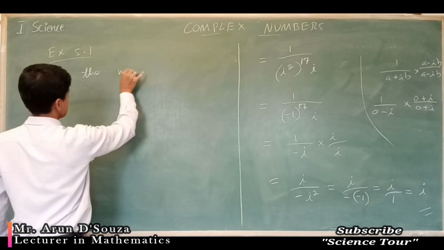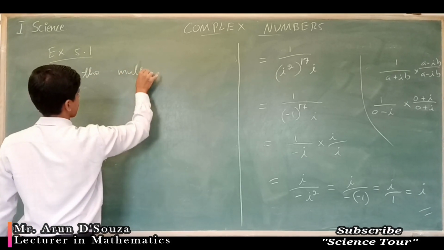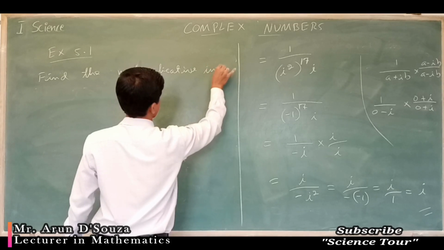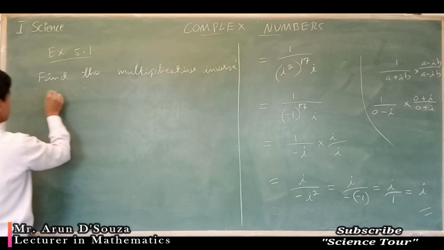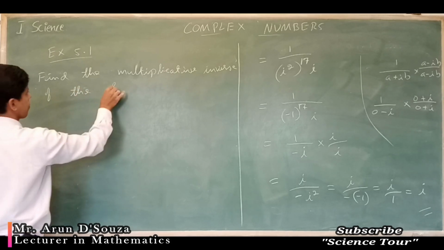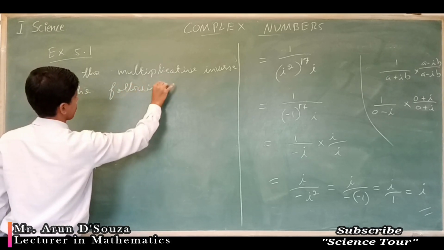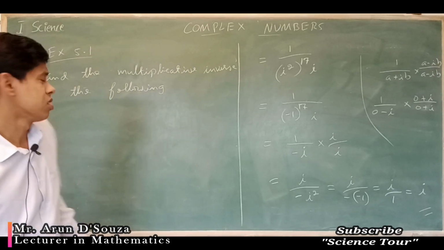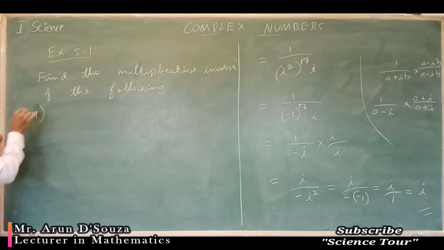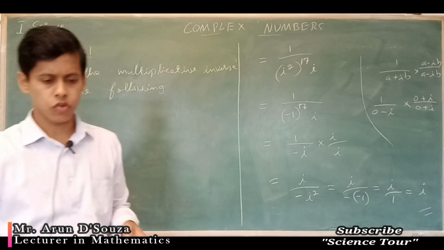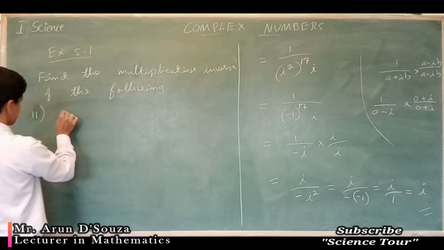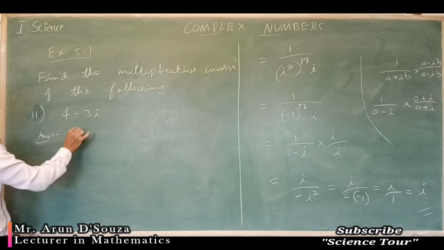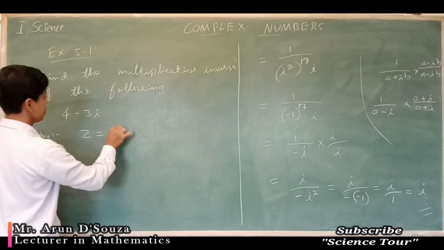Find the multiplicative inverse of the following. The first one, the complex number is given. So 11th question, till 10 we have already solved. 4 minus 3i. So first, when you write the answer, you consider the given number as Z.